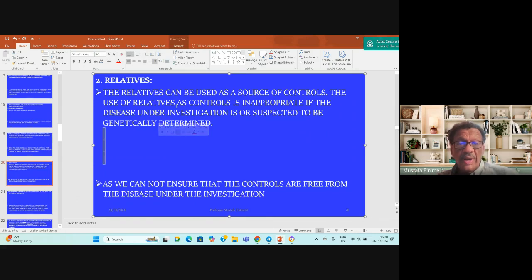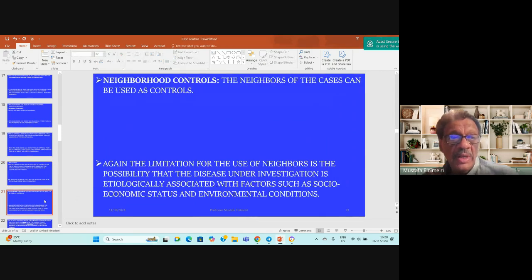Relatives. Relatives can be used as a source of controls, but the use of relatives as controls is inappropriate, especially if the disease under investigation is, or is suspected to be, genetically determined, as we cannot ensure that the controls are free from the disease under investigation.